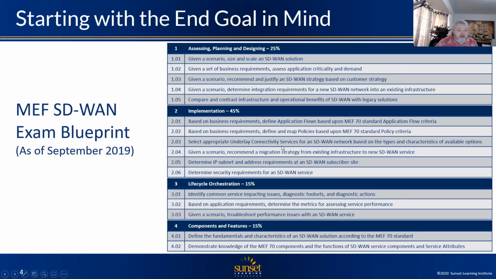We talk about UCSs, or underlay connectivity services. What is it that this SD-WAN is running across? Is it going to be strictly Ethernet? Is it going to be some other type of access network? Once we get a connection into the service provider, what kind of services are they providing for us to provide this underlay connectivity service?